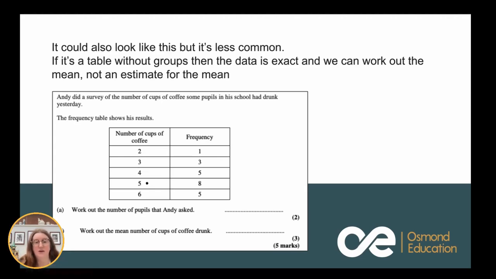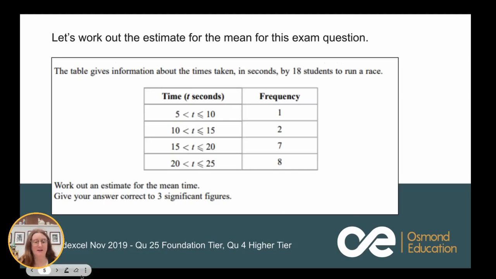Okay, but it's still within a table rather than a long list. And it's a similar method for both of them. But in this situation, we have the exact data. It's not an estimate. Whereas if it's a grouped frequency table, we have an estimate. So I'm going to go back to that first question that I showed you, okay, and work out the estimate for the mean for this particular exam question.